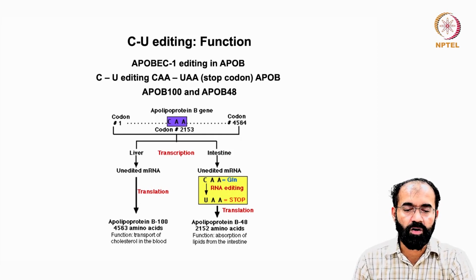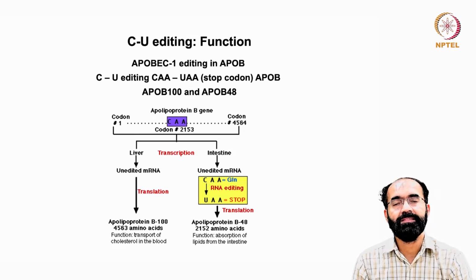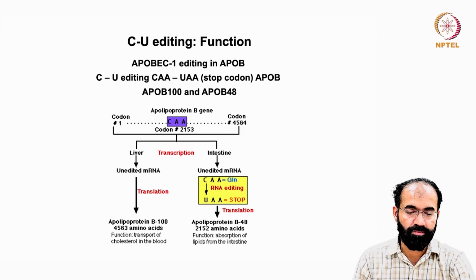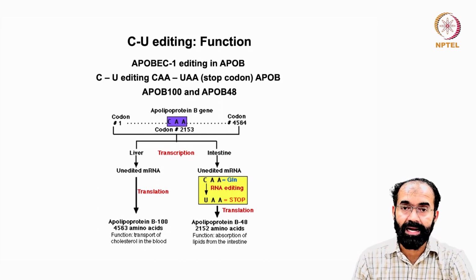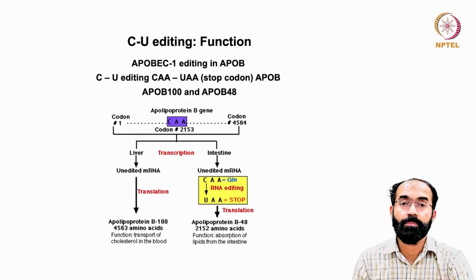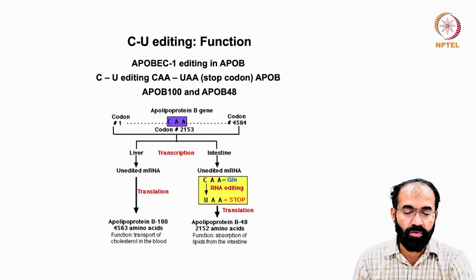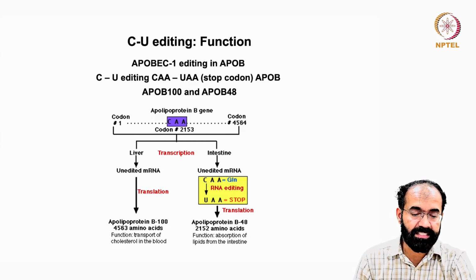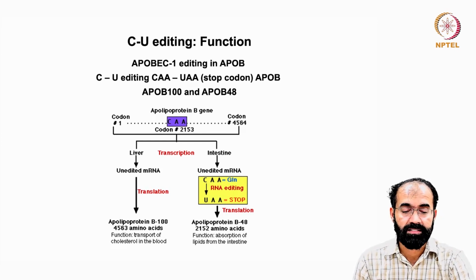Let us see, this is the structure of the apolipoprotein B. So codon 1 to codon 4564, and you have a stop codon introduced here at 2153. So now usually in liver and intestine this is how they work, and in liver it is unedited and you end up getting a full-fledged protein, apolipoprotein B, which has got 4563 amino acids, and it functions in the transport of cholesterol in the blood. That is a very important function in the liver.